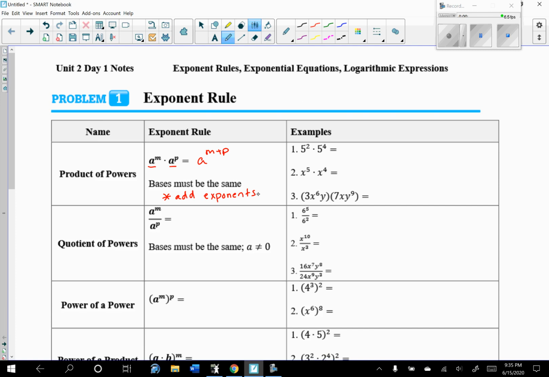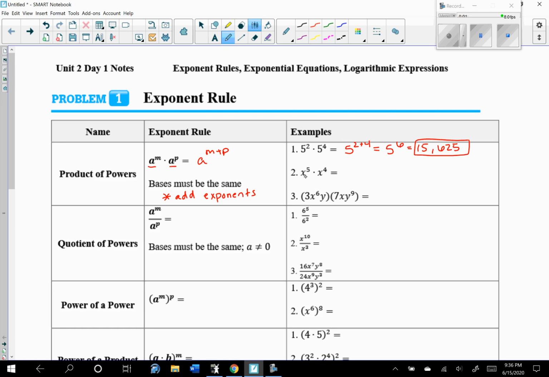Why don't you go ahead and pause the video and practice 1, 2, and 3. When you're done, you can unpause and we'll check our work. Looking at question number 1, the two bases are the same, so we can add those exponents. This is 5 to the 2 plus 4 power, which is 5 to the 6 power. Because this is numerical, we can plug that into our calculator to get 15,625. Anytime it's numerical, you always want to calculate what the value is equal to.